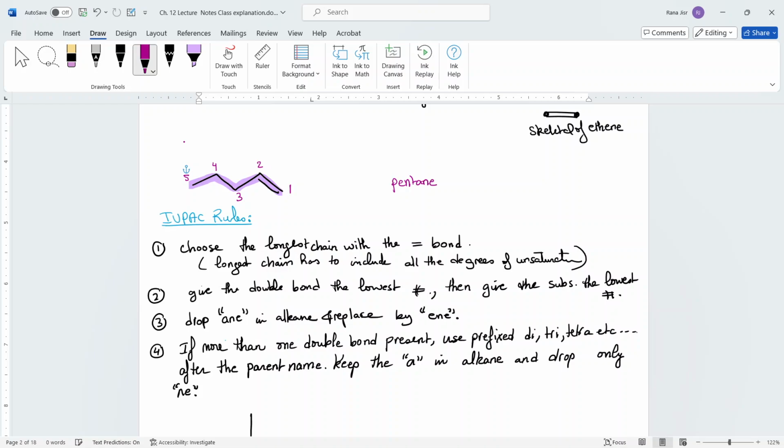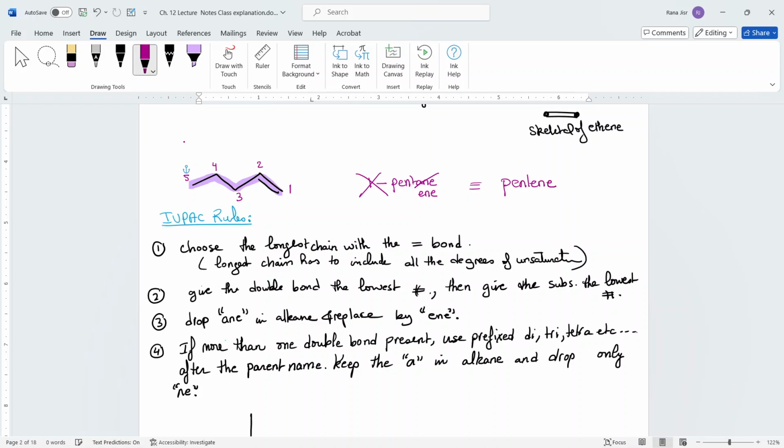So all you need to do is drop the A and E and put an E and E in there. And when the double bond is at carbon number 1, we don't say 1-pentene. So we drop the 1 and the name is a simple pentene. So please put this as a note. 1-pentene is wrong. The name is going to be a simple pentene.